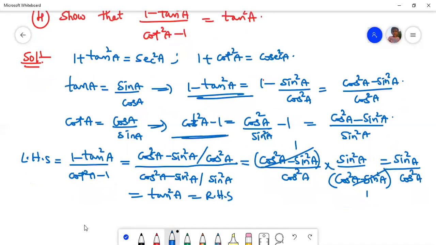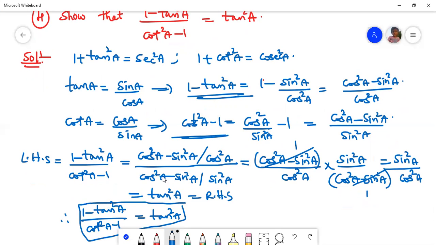Therefore, 1 minus tan square A by cot square A minus 1 equals tan square A. Here we can observe, I took the first identities, but they are not suitable. Why? Because here 1 minus tan square A is there, but the relation with 1 is 1 plus, so these two identities are not suitable.